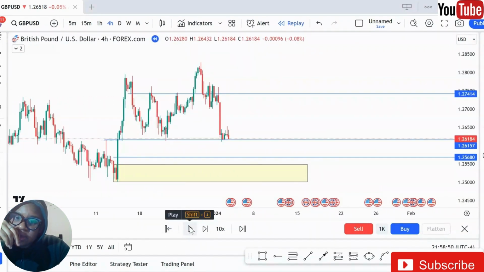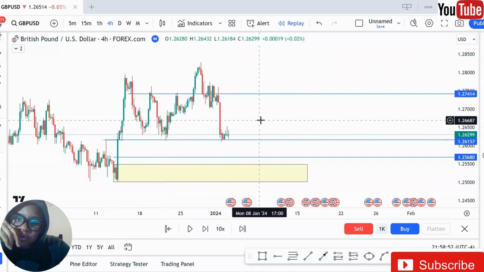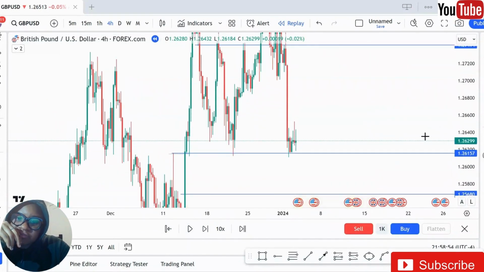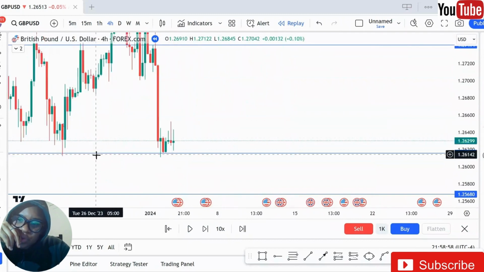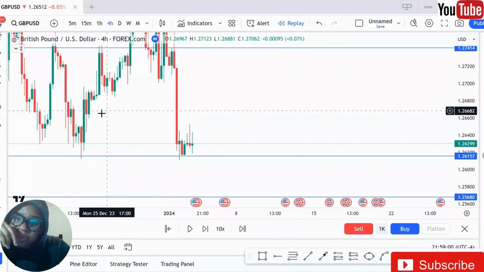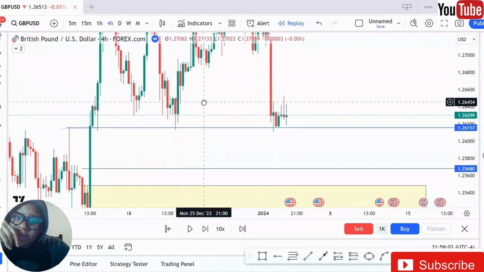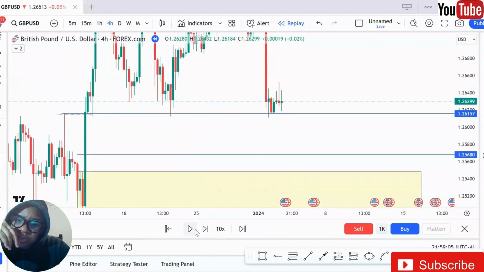Are you with me? Now look, market came here, but many of us would have marked here as what? An order block. But this is a weak order block. Why is it a weak order block? Because there is no fair value gap or an imbalance. Now let us watch again.